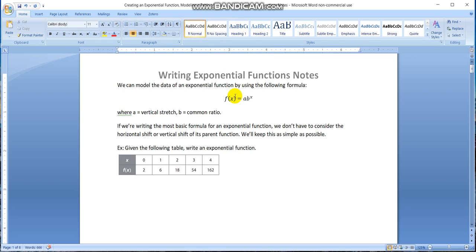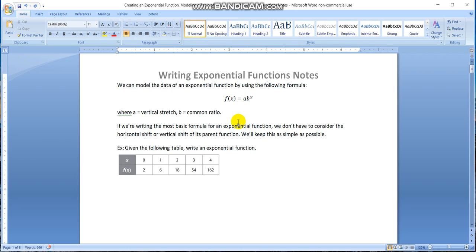So here you may have remembered right before quarter three ended, I gave you the generic formula for an exponential function. Now this generic formula does not consider the horizontal or vertical shift. It is the most basic formula, and it just consists of the vertical stretch, which is the number multiplied on the outside, and the common ratio, which is on the inside.